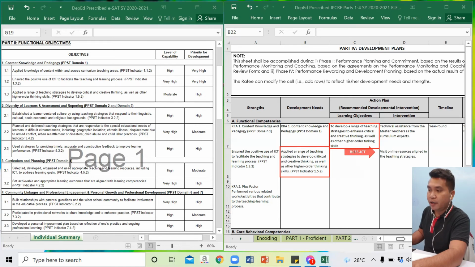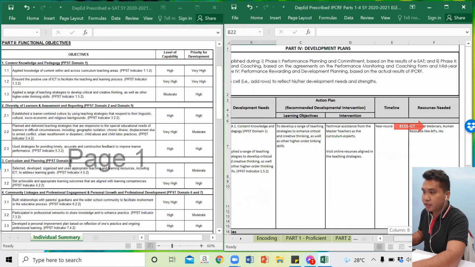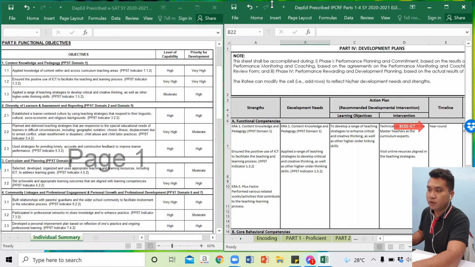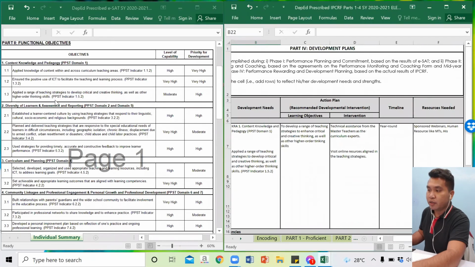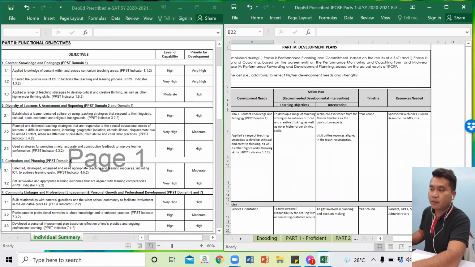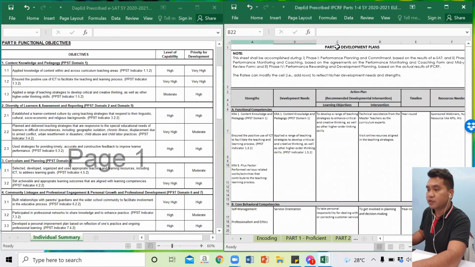Then the timeline for my action plan. My timeline is year round, meaning the whole cycle of RPMS. And resources needed: of course, I need to attend webinars in order for me to have more knowledge on the strategies. I also need human resources, for example the MT, master teacher, and also the instructional head, who can give us some advice on how to become well versed in our teaching field.